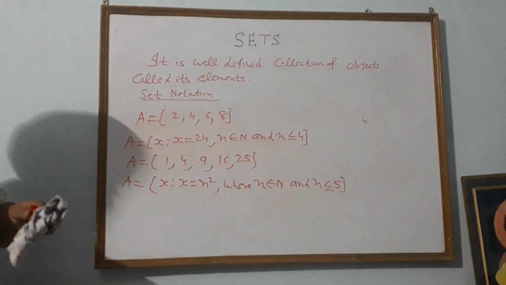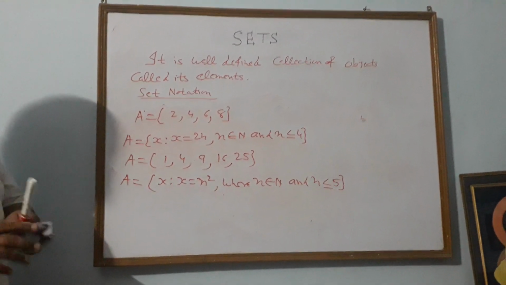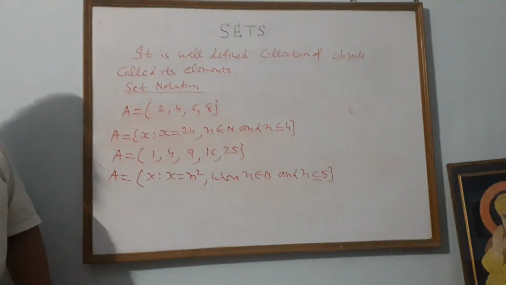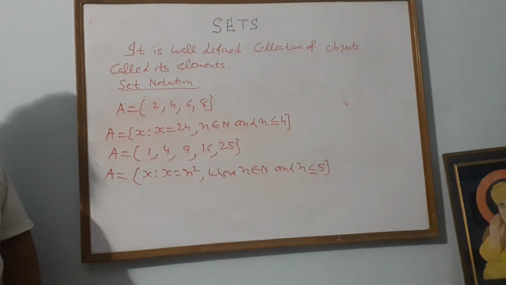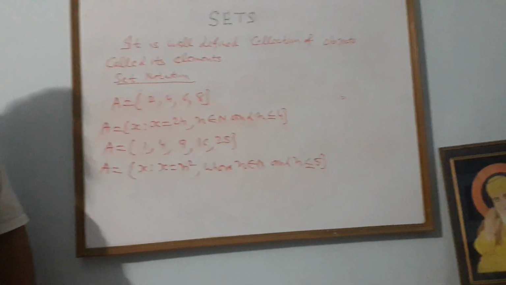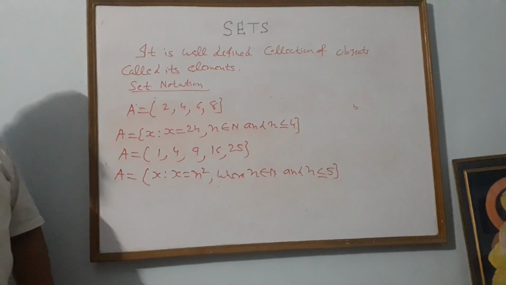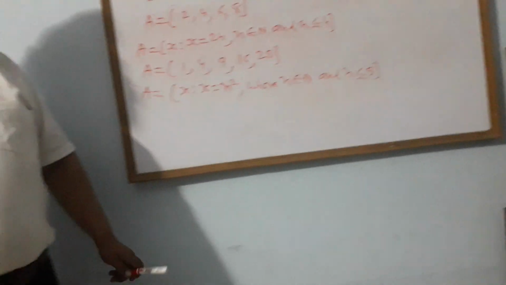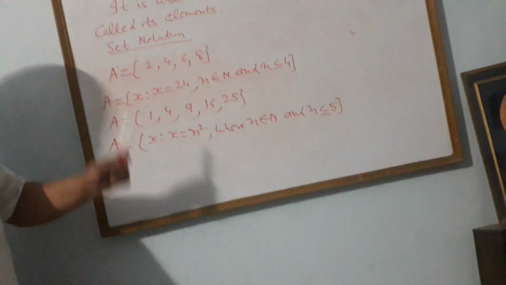So again, to brush up, what is a set? It is a well-defined collection of objects, called its elements. What is the meaning of well-defined? Nobody should have any doubt about whether something is an element or not, and everybody's opinion should be the same on whether it is an element. There is no doubt in the decision. That is called well-defined.